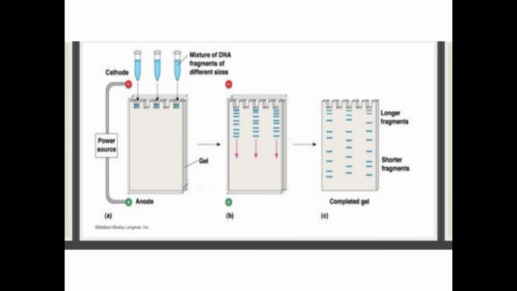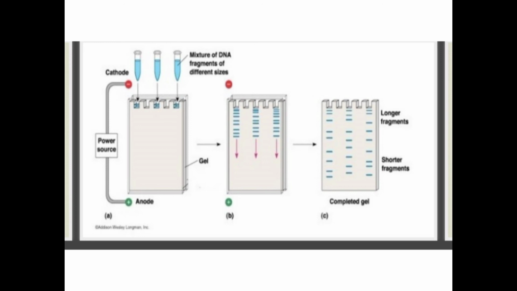An electrical current is passed through the medium, and molecules move at different rates depending on their electrical charge and molecular size. Small molecules move faster, and the separation of molecules occurs based on these differences. The fragments migrate in an acrylamide gel for separation by size.